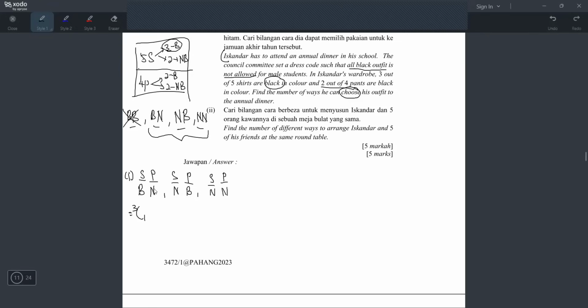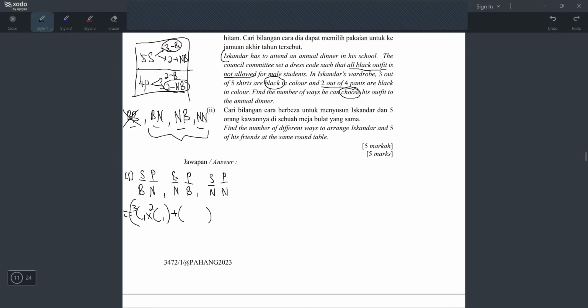And then pants not black. Pants not black, we have to choose from here only, which is the 2, means there's only 2 non-black pants. I just choose 1. Okay? And then times together. And then now you put in bracket and then you do another one. But this time, here you write plus. It means this is the second option. When it's the second option, I have to write plus, all right? But when it's within the same option, I have to write times.